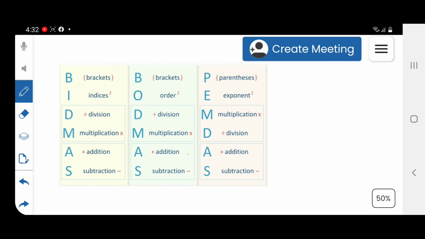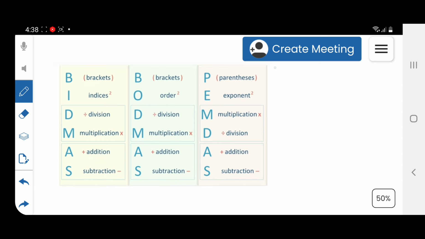Okay, now in all of these three, the next one is addition. And after that it's subtraction. So whatever question you get, after multiplication and division, you have to do addition first and then subtraction. Now I am going to give an example in which we have all the given operations in it, and let's see how we are going to solve the question.